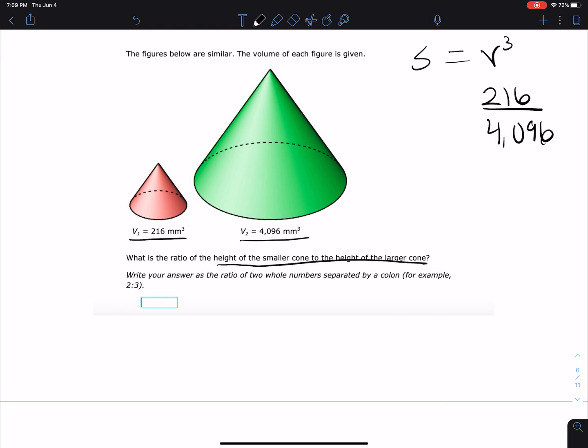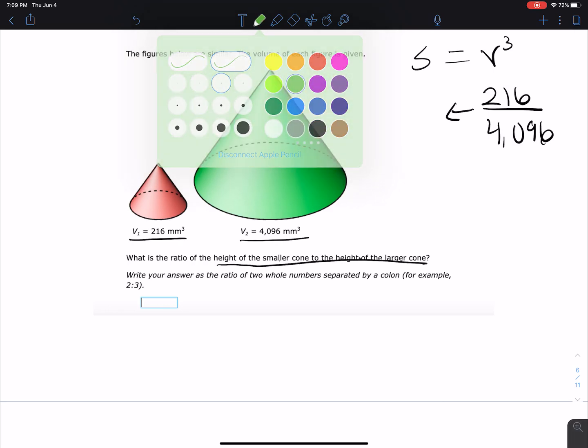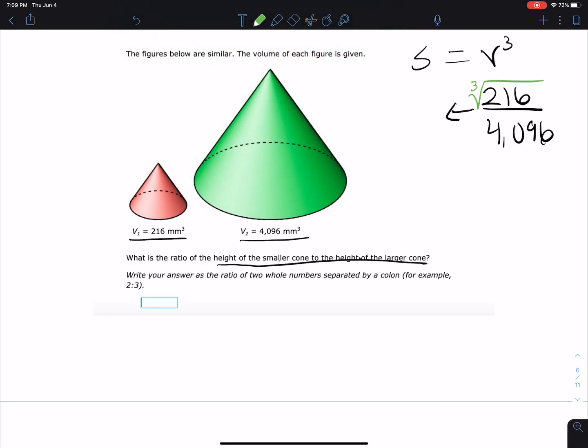Now I am being very careful. It's saying smaller to larger. So smaller is up top, larger is on the bottom. And they want me to find side length or height, which is the same ratio. So I have to go backwards, guys. So what that means is I have to find the cube root of both of these numbers to get into the side length ratio. So I need the cube root of 216.